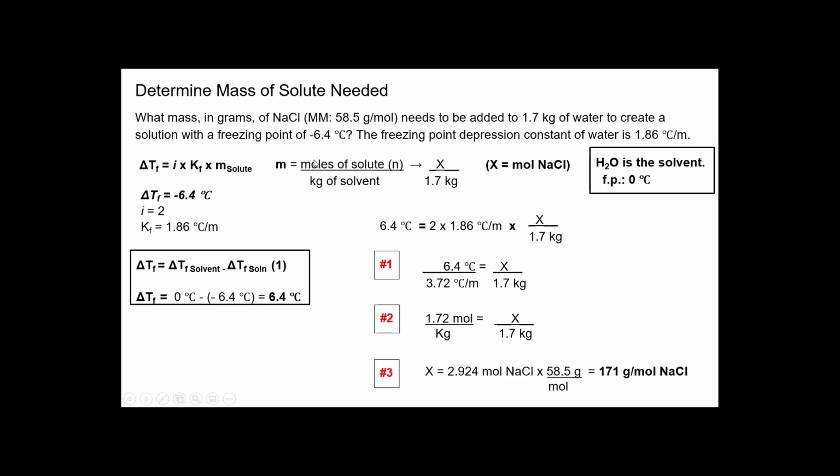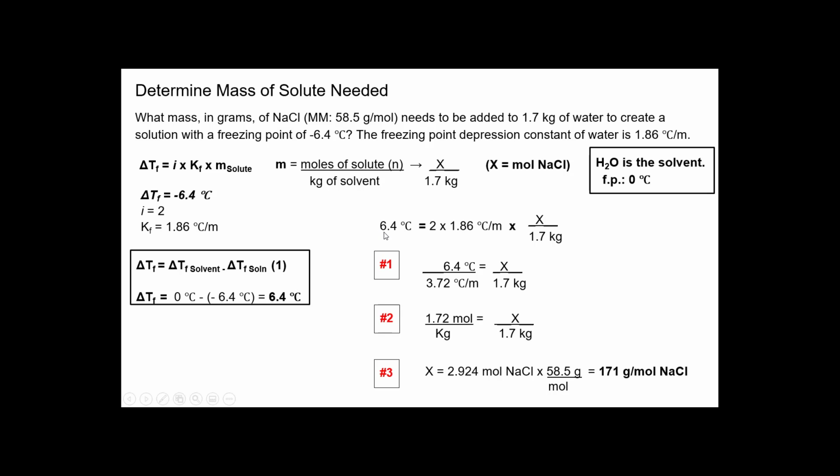So first thing we need to take care of here is we set up our molality. So it's X because we don't know the moles over our solvent. Next thing, we need to get rid of this negative number. Negative numbers are no good. So number 1 in your PDF is listed. It's the solvent minus the solution. So what we have is water is 0 degrees minus -6.4. Now we have a positive 6.4. We can go on with doing the problem.